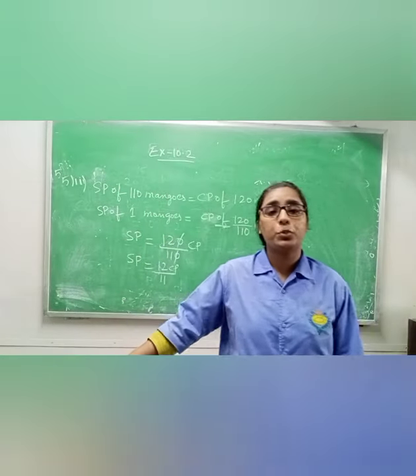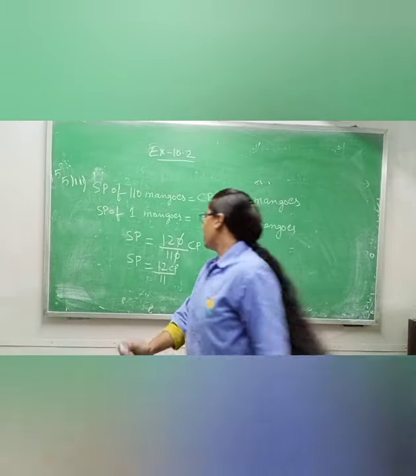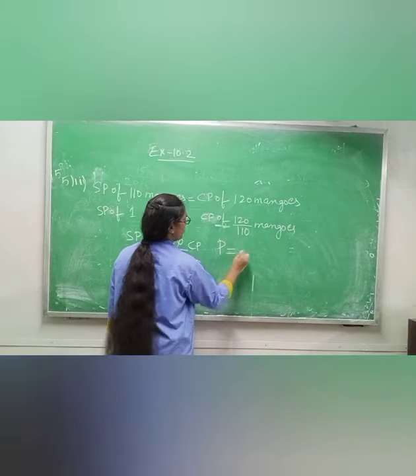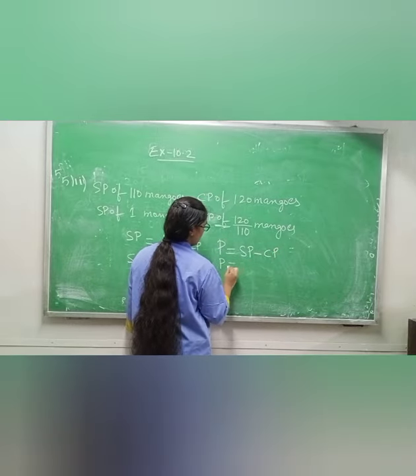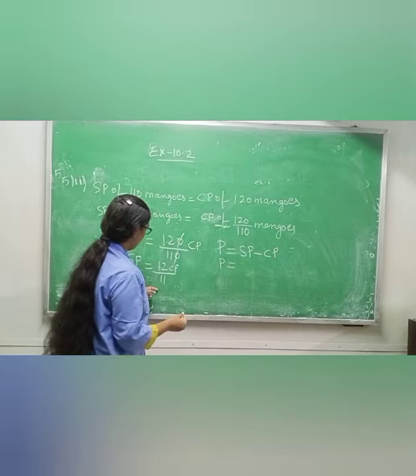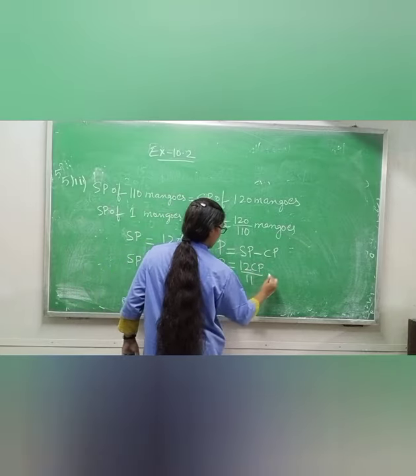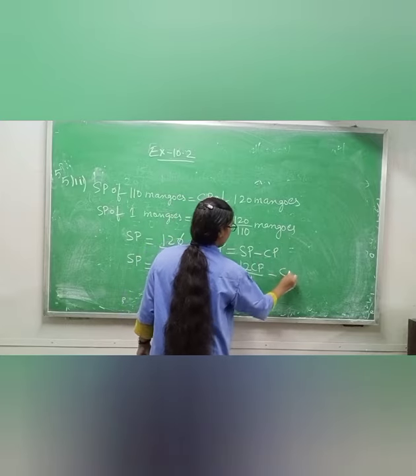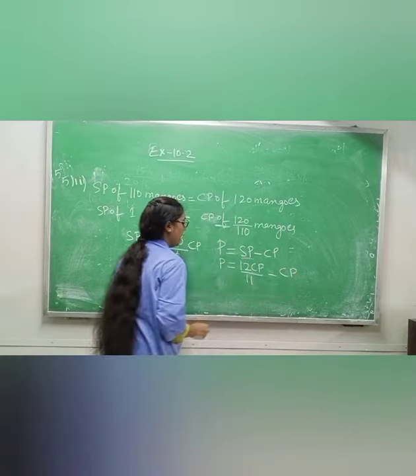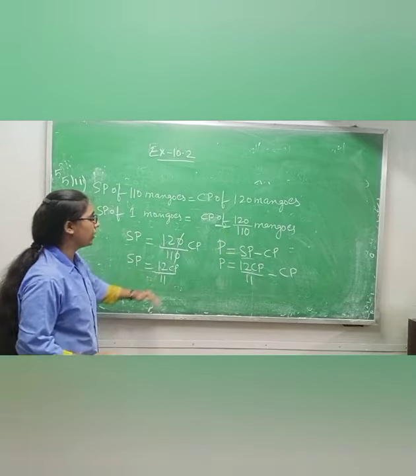Now they are asking profit percentage. What is the formula for profit percentage? Profit by CP into 100. We need profit. Profit formula is profit equals selling price minus cost price. So profit equals selling price, which is how much? 12 CP by 11 minus cost price. Cost price will be cost price only, because what I am doing is at the place of selling price, I am writing this value.